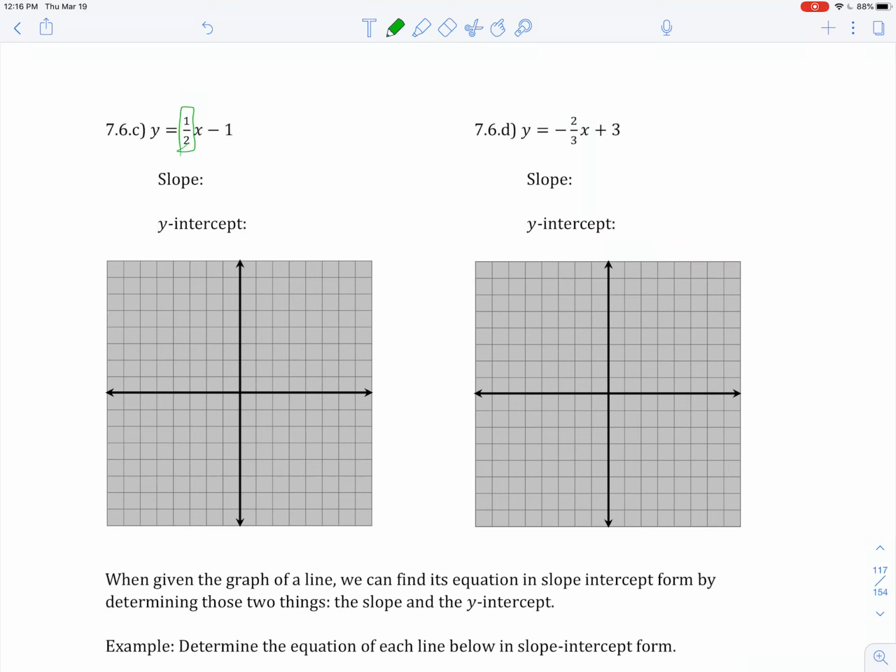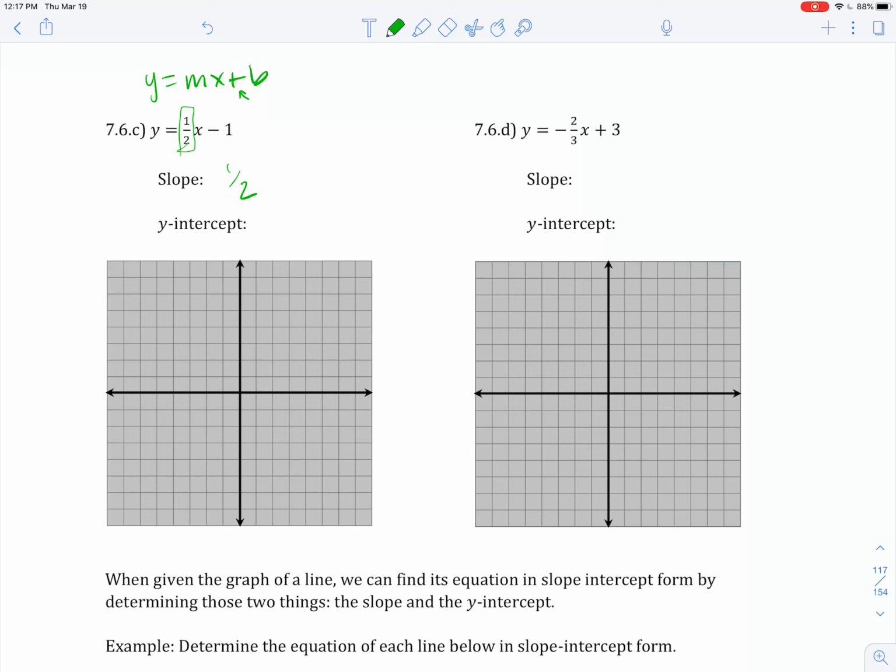Okay, so let's pick a fun color. There we go. We're going to identify our slope, which we always find in front of x in y equals mx plus b. And that gives us a slope of 1/2. Let's write that a little more nicely. There we go. And then our y-intercept follows the x value.